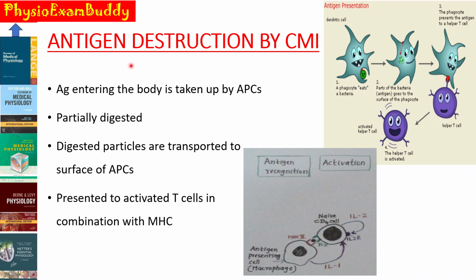Now, the next step is antigen destruction by our cell-mediated immunity. So, once an antigen bearing this major histocompatibility complex enters into the body, it will be taken up by our antigen-presenting cells. It is only partially digested inside the antigen-presenting cell, and these digested particles will be transported to the surface of the antigen-presenting cell. And the digested particles present on the surface of the antigen presenting cells are then presented to activated T cells in combination with the MHC, that is, the activated T cell bearing the major histocompatibility complex will bind with the digested particles which are transported to the surface of the antigen presenting cells.